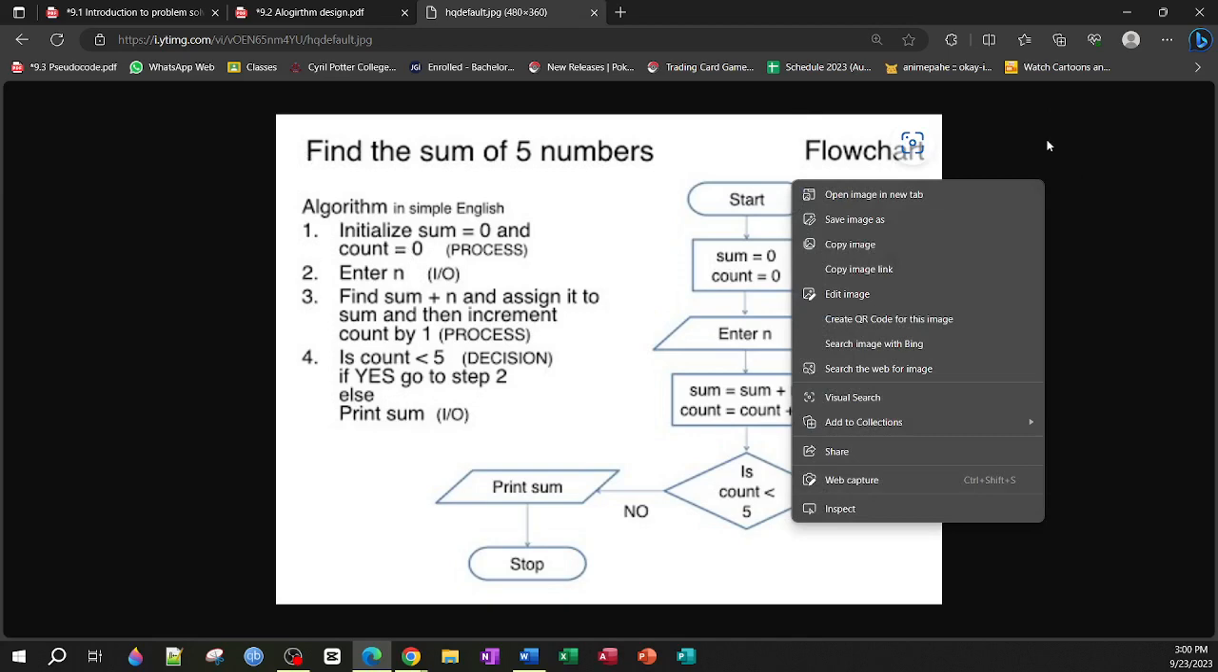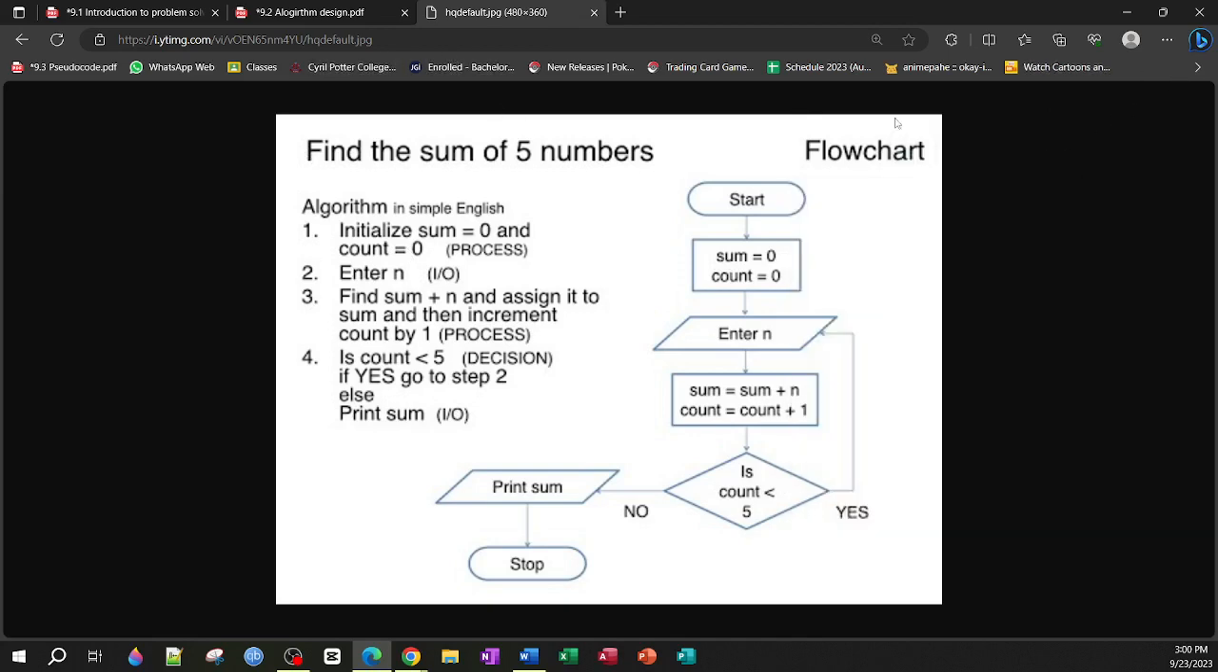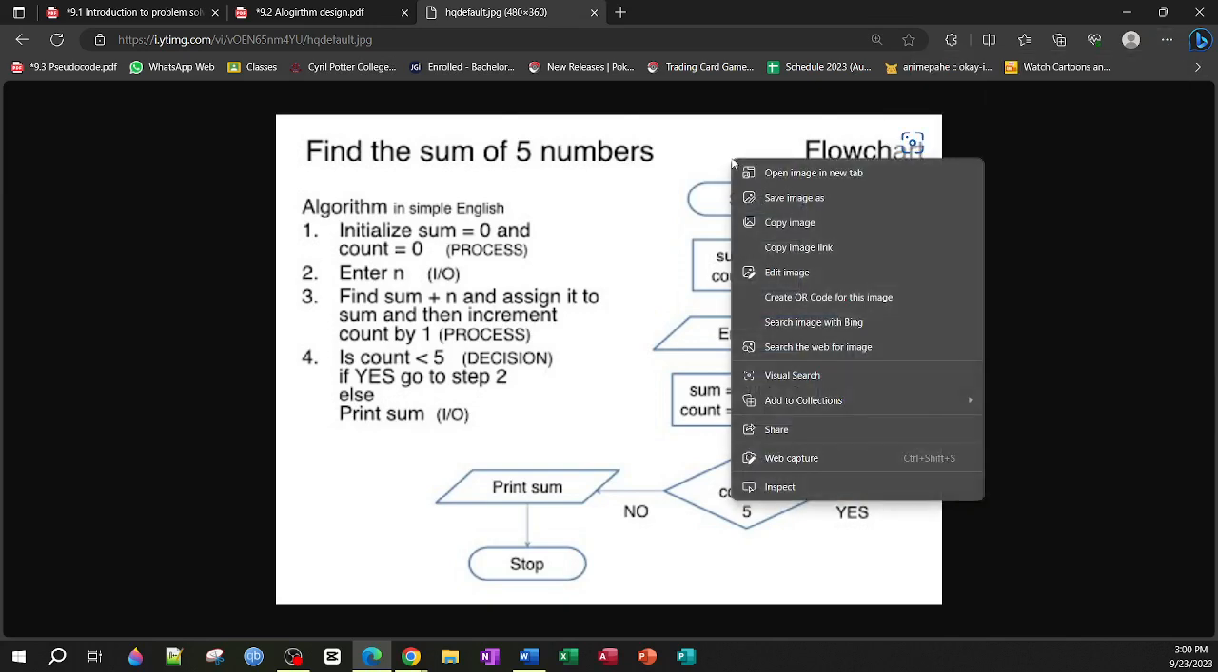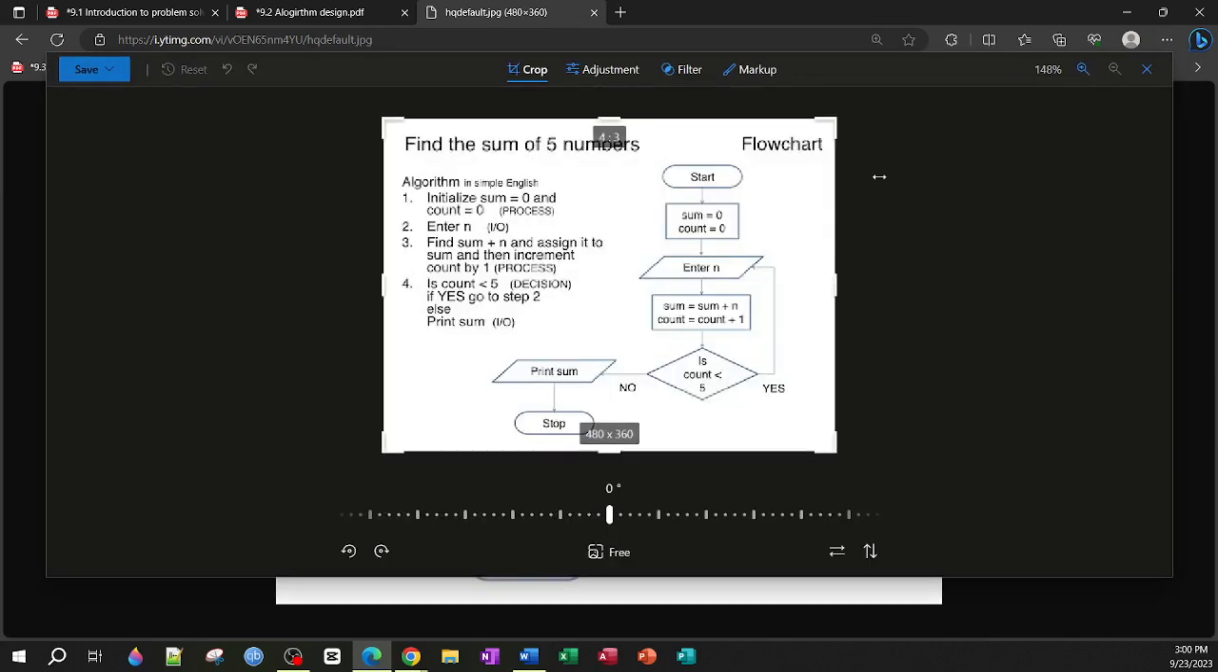Where is my pencil? Edit the image. Yeah.